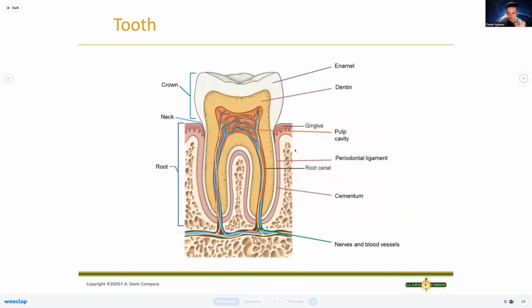Again, tooth anatomy, I'm not too concerned about that. An interesting fun fact is that the tooth enamel, the outside layer, is one of the hardest substances in our body, which makes sense given what our teeth grow through.